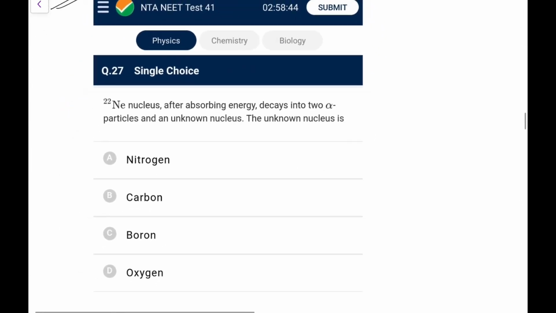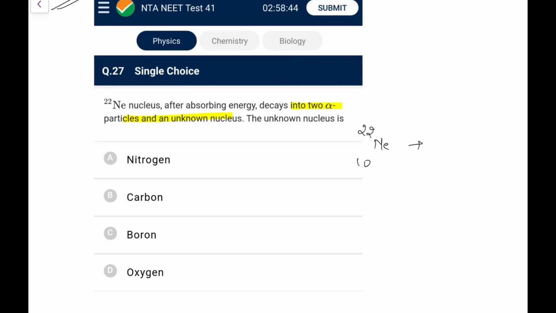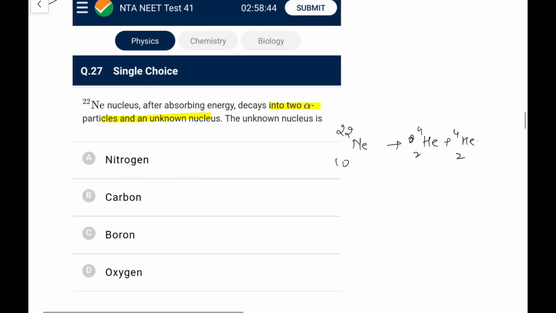Next one, 22 neon nucleus after absorbing energy decays into 2 alpha and an unknown. The unknown would be, so you can again do that. 22 neon, you write it like this. 2 alpha means 2 times helium 4 2, so this is 2 2 4, so the remaining one would be 6, which means carbon, and 22 minus 8 would be 14. So it would be 14C6, carbon. You can go for option B.